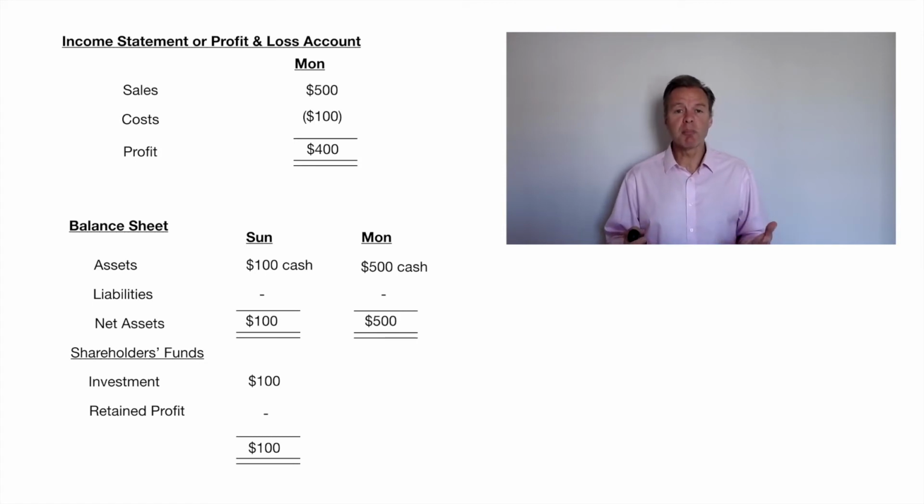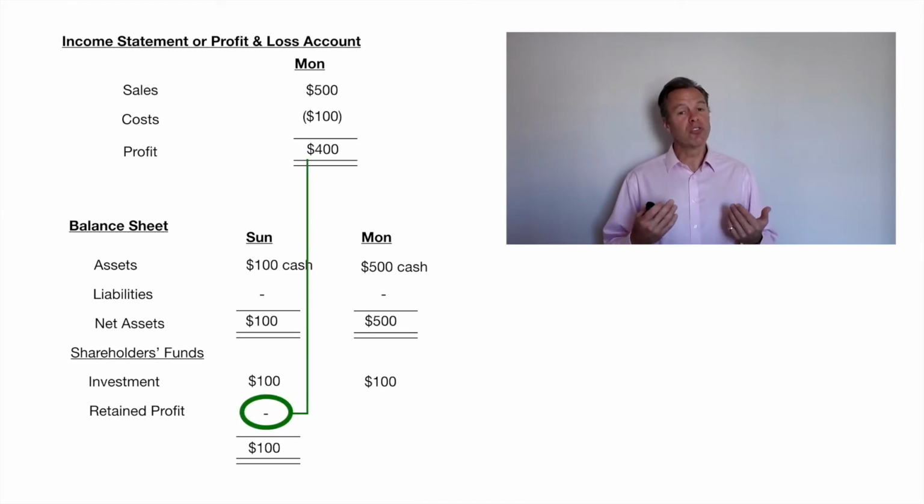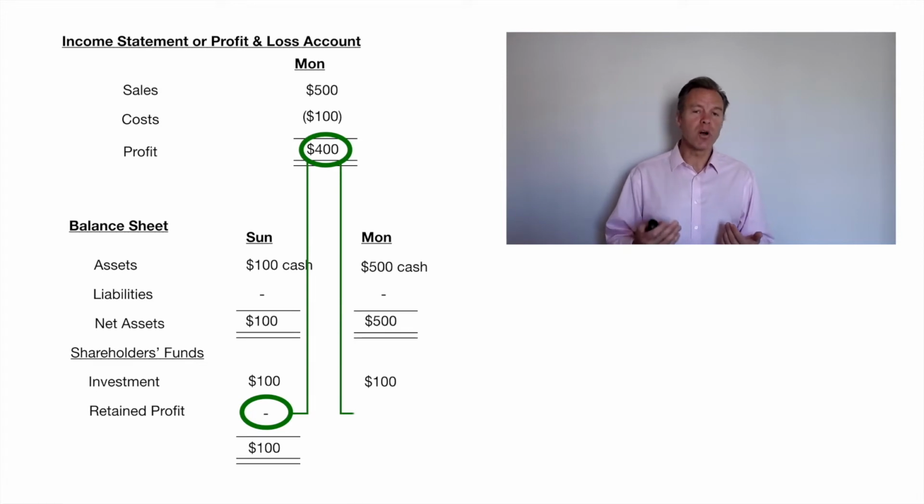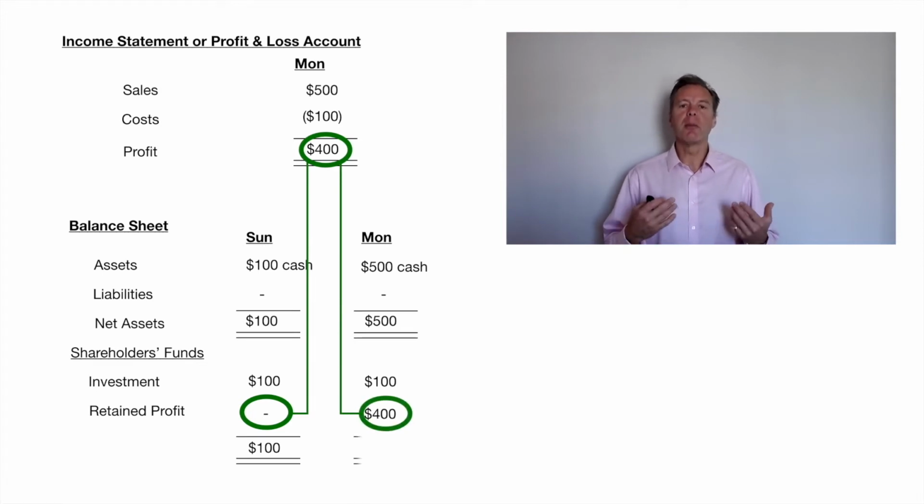Do we have any liabilities? For the sake of this example, we'll ignore tax, just to keep it nice and simple. So the answer is we have no other liabilities, and therefore the net assets of the business are $500. The original investment is $100, and the retained profit, well, we started the day with nothing. We went out, we traded, we made a $400 profit. We haven't paid any dividends, and therefore the company owes the shareholders $400. 400 plus 100 is 500. The balance sheet balances.